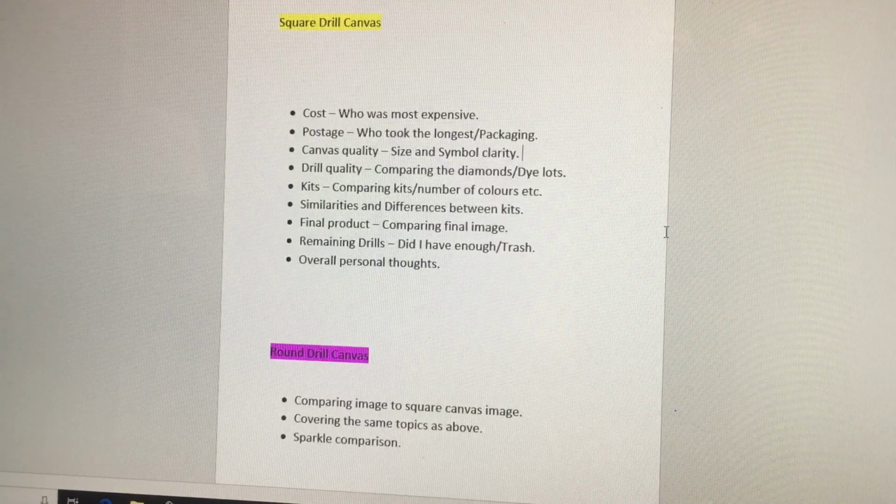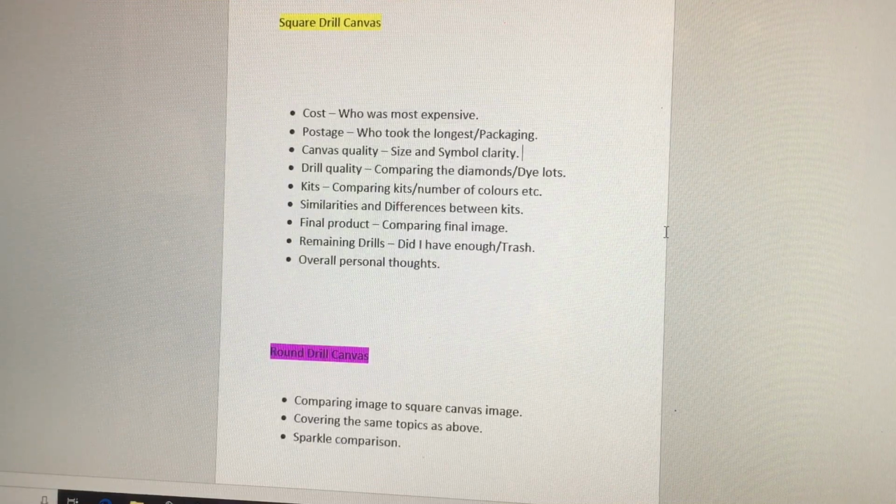And then once I've done them up, I will do a final product, comparing the final images. I mean, they should all look the same. They're all square, it's all the same image. Will they all look the same? Will they look different? I don't know. I've never done this before. I'm really excited about doing this.